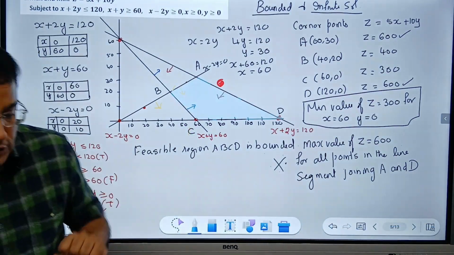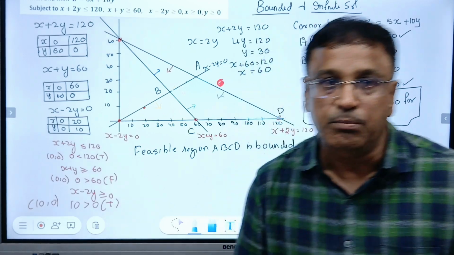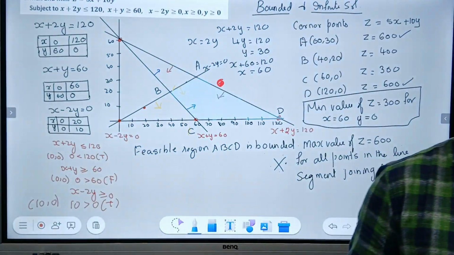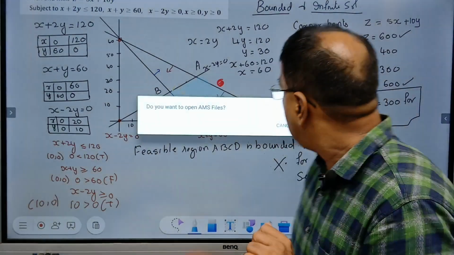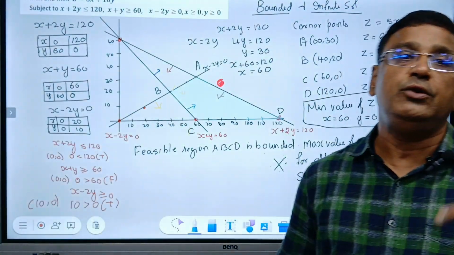Okay, that finishes type 2 problem. What is type 1? Type 1 is bounded and unique solution. Type 2 is bounded and infinitely many solutions. Now what's the third one? The third one is unbounded and unique solution.